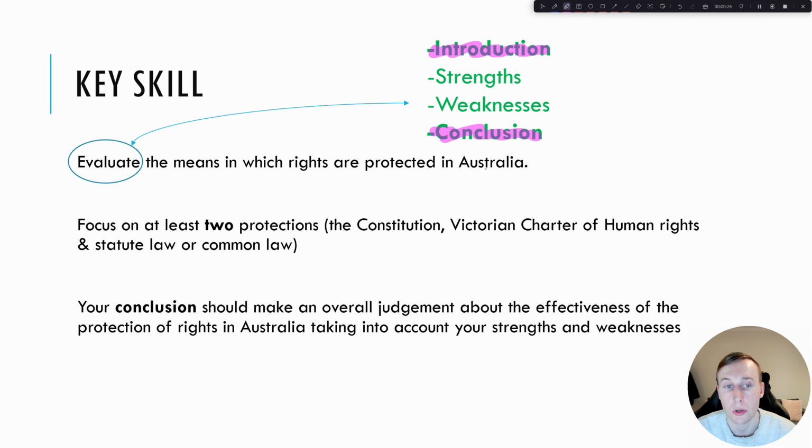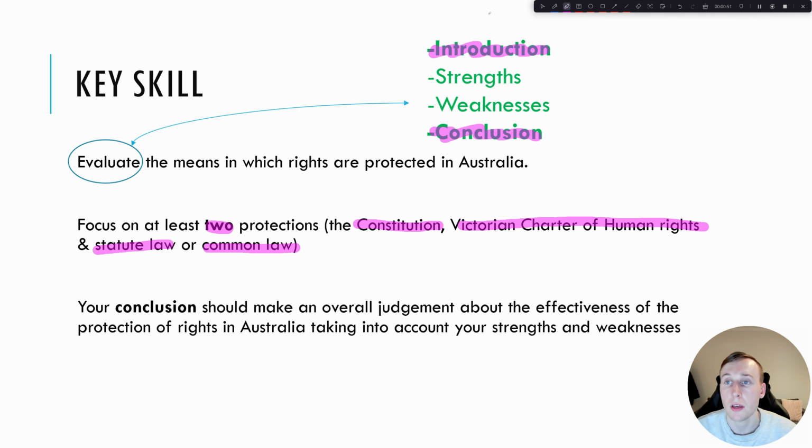I know a lot of people might not like English as a subject, but it's a really good way to think of it as a mini English essay talking about how rights are effectively protected and how they're not so effectively protected. You should always try and focus on a minimum of 2 when you're evaluating, and you can choose from the Constitution, the Charter, and both statute law and common law.